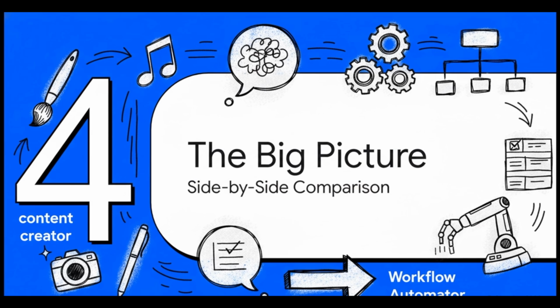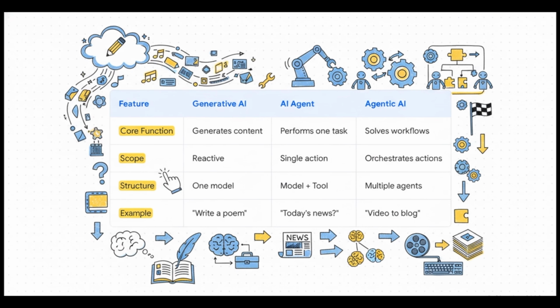Okay, I know that was a lot to take in, so let's zoom out for a second and look at the big picture. Putting these all side by side really helps it all click into place. Okay, check this out. This table lays it all out perfectly. For the core function, you see it goes from generating content to performing a single task to solving an entire complex workflow. The scope evolves from being reactive to executing one action to orchestrating many actions at once. And the structure? That's the clearest part. You start with one model, then add a tool, and finally you have a whole team of agents collaborating. The examples really say it all, from a simple creative task to a complex project.